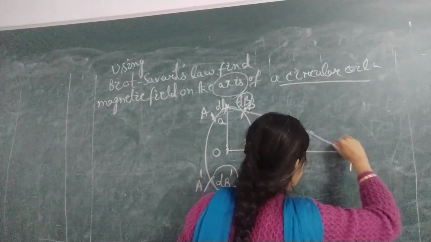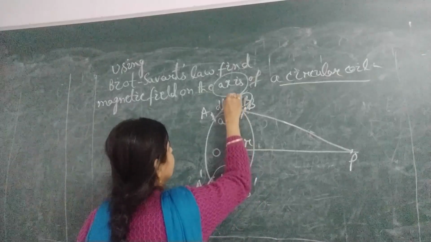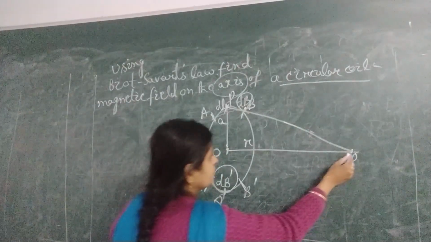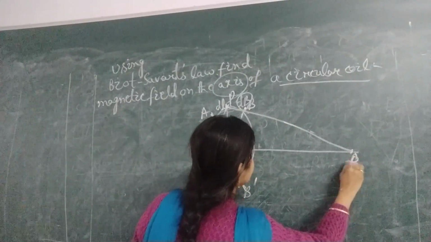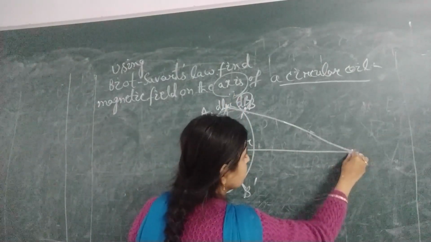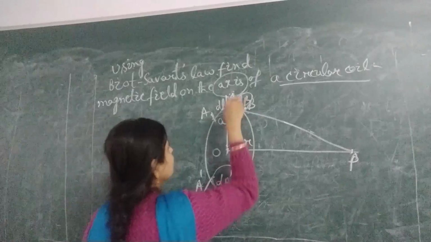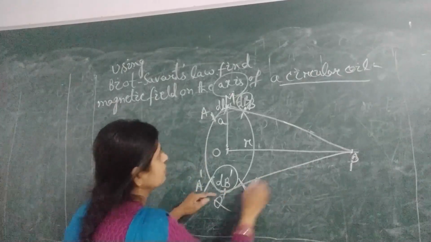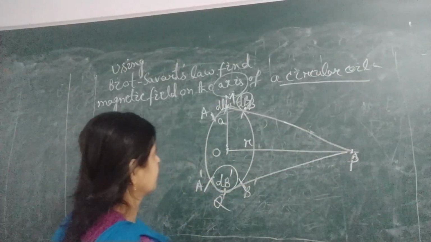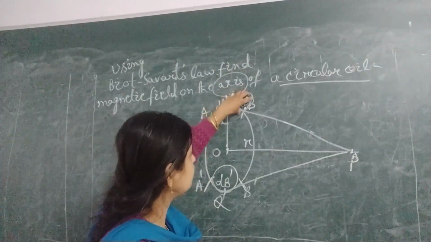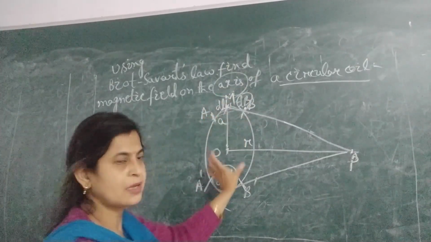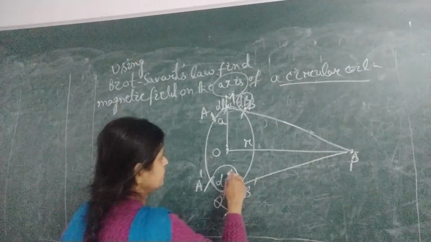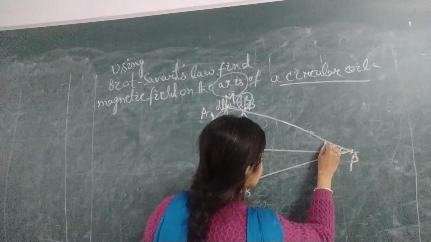Join. Sorry, we have already given this point P. So suppose this point is M and this is Q. Now join P, Q and M. So remember, the magnetic field is dB due to the small element AB, and dB dash due to the small element A dash B dash. And this angle is theta.